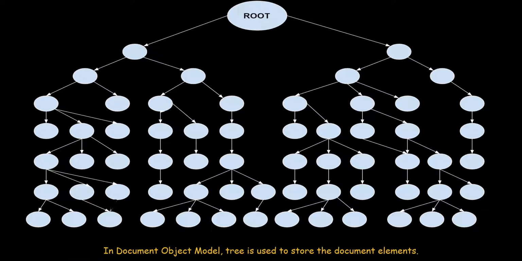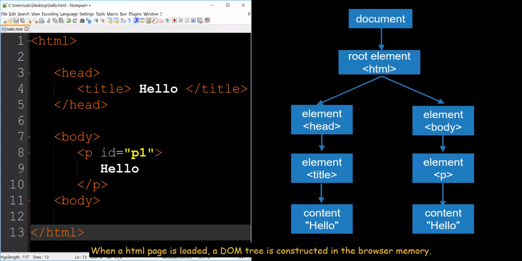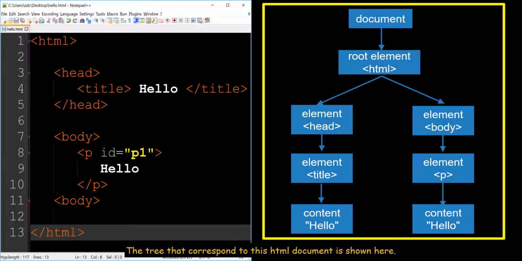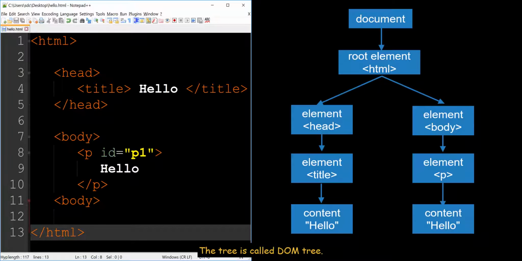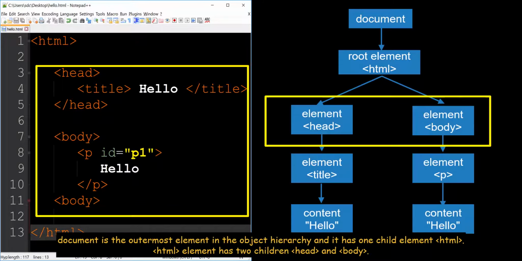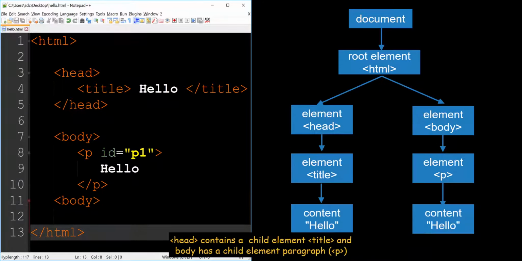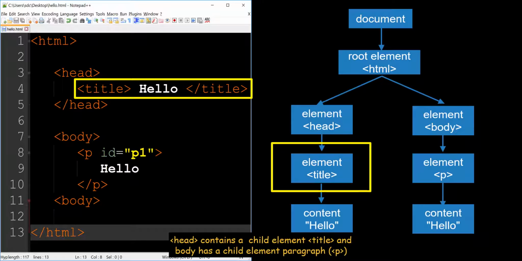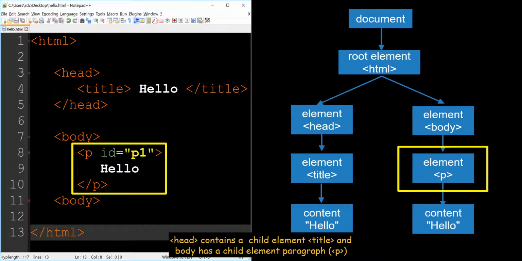In the Document Object Model, a tree is used to store the document elements. When an HTML page is loaded, a DOM tree is constructed in the browser memory. The tree that corresponds to this HTML document is shown here. The tree is called the DOM tree. Document is the outermost element in the object hierarchy, and it has one child element, html. The html element has two children, head and body. Head contains a child element title, and body has a child element paragraph.